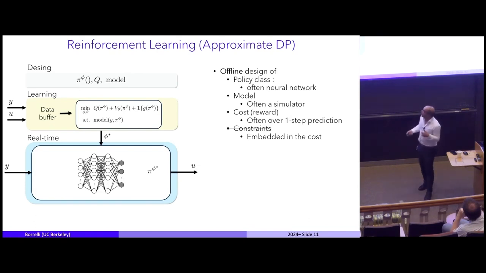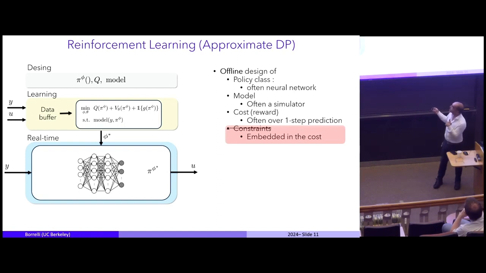Now we go to reinforcement learning. As I go through this class, the design elements disappear, and this gray box becomes smaller and smaller. Now I get rid of the constraints and put them in the cost function. In general, the policy class is a neural network. The model usually comes from a simulator, and the cost is often over one step, so you don't even need to tune the horizon. Get rid of constraints, very simple to design. The learning becomes heavy.